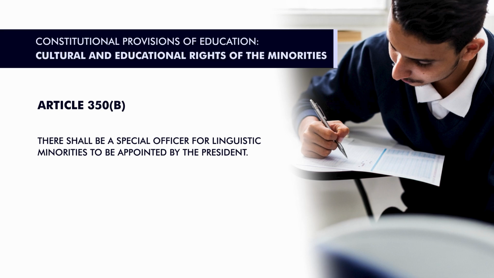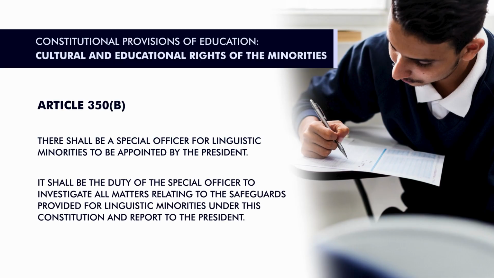It says that there shall be a special officer for linguistic minorities to be appointed by the president. Here the special officer for linguistic minorities will observe whether the minority groups are getting proper education or not, or getting education in their language or not. And it shall be the duty of the special officer to investigate all matters relating to the safeguards provided for linguistic minorities under this constitution and report to the president.